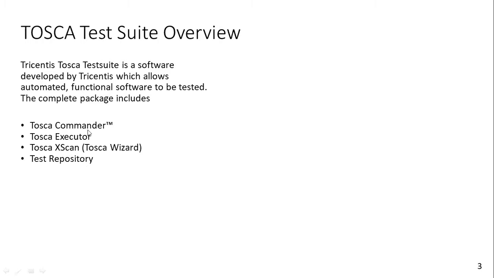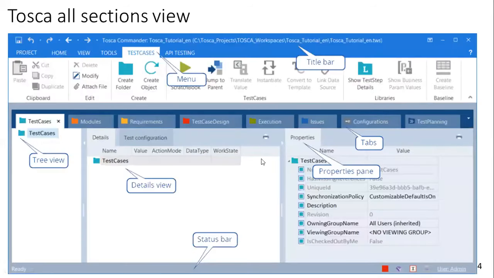And then you have something called test repository. Anything which you create in TOSCA gets stored in the backend as a database entry. Generally when you do anything, create a test object or a property or anything, that gets stored in the database.